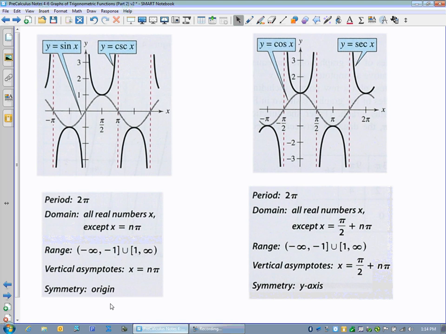And just like the sine and cosine curves, the cosecant and secant do have symmetry. This one has origin symmetry, which makes it an odd function. And the secant curve has y-axis symmetry, which makes it an even function. Okay, those are our properties, and we're done.